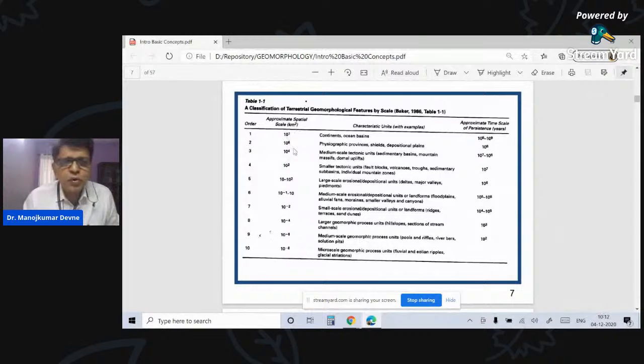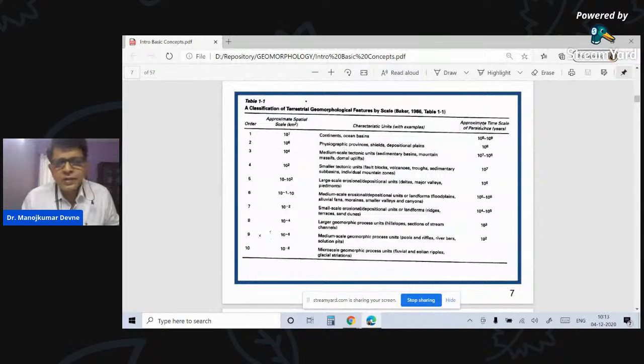spatial scale. You can see the second column, 10 raised to 7. That's say 1 crore square kilometers. 10 raised to 6, of course, 1 million square kilometers. 10 raised to 4 is going to be 10 thousands, I would say. 10 raised to 2 is going to be hundreds. And then you come down. So continents are going to be, say, the largest.